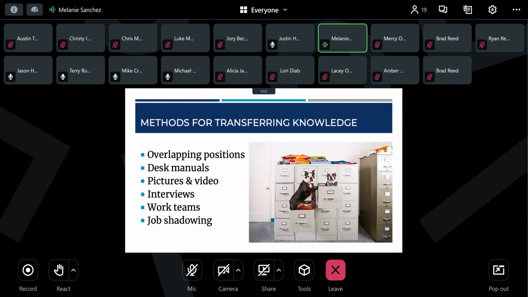So now we've gone over the position knowledge survey. We'll just talk about some methods for transferring knowledge, right? So we want to be able to plan for succession, and that means we have to figure out a way to give the new employee all of our knowledge. So first of all, it's best to have overlapping positions, right? Hiring a new person before the old one leaves and hopefully have them fully trained.